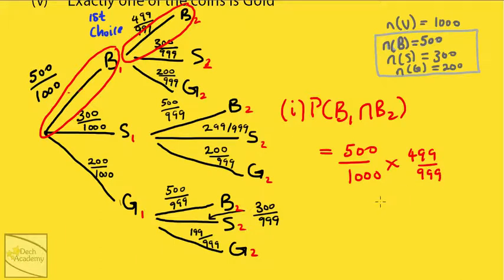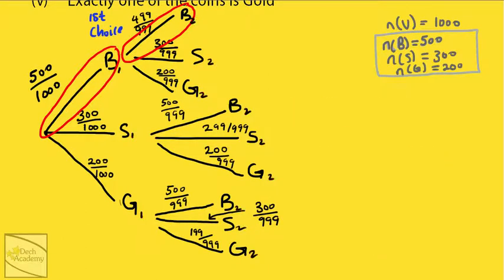One thing I need you to understand is that by drawing the tree diagram and labeling all the probabilities, all the hard work has been done. Now, to find the probability of picking 2 bronze coins, all we had to do was multiply along the branches. So bronze, then bronze. Just multiply the probabilities. It's this simple. You use your calculator to work this out. You will get 499 divided by 1998. So that's the answer to part 1.